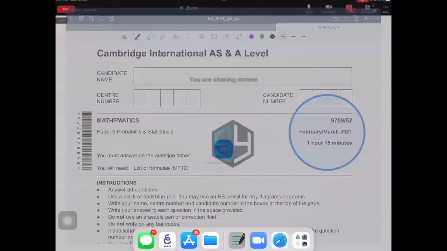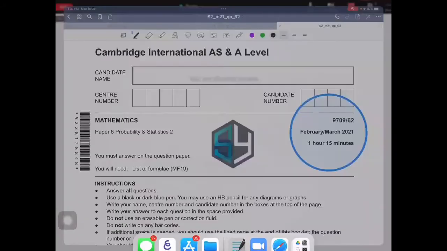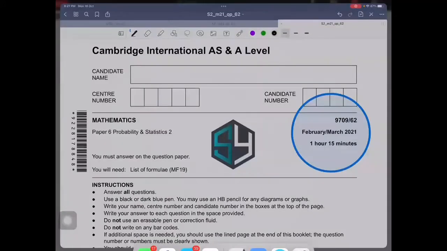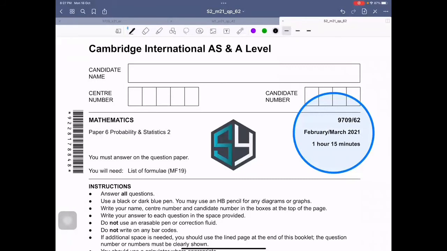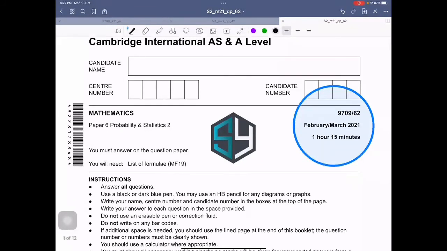Hello, everyone. We are trying out questions from this particular paper, which is February-March 2021 S2 paper. So now let's move to the very first question.